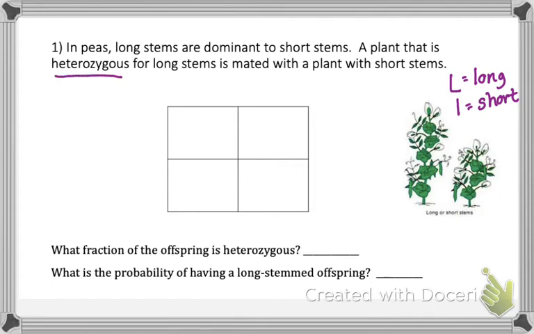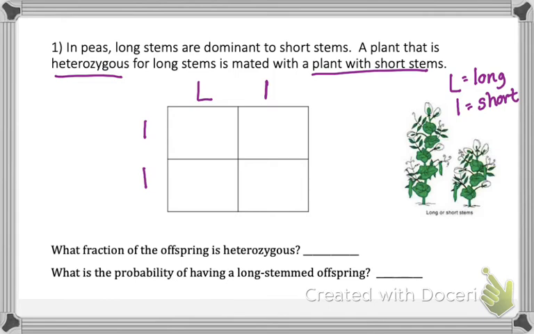All right, so the next thing we need to do is figure out the parents. So we have a heterozygous plant and a plant with short stems. Heterozygous means you get two different alleles, so big L, little l. That's one parent plant. The other one is going to have short stems. The only way you can have short stems is to have two recessive alleles, little l, little l. Now you're welcome to pause the video and fill in your Punnett square and see if you can answer the questions on your own, and then I'll show you how I filled it in.